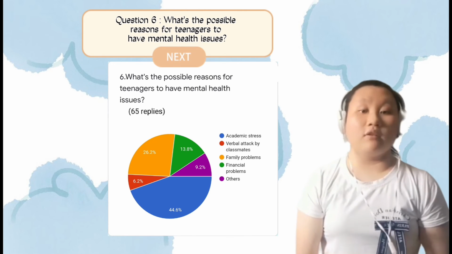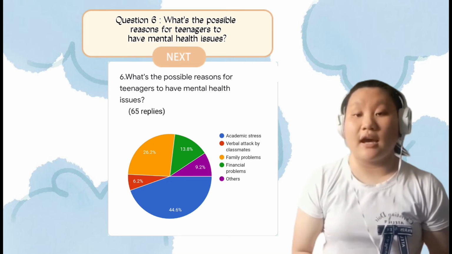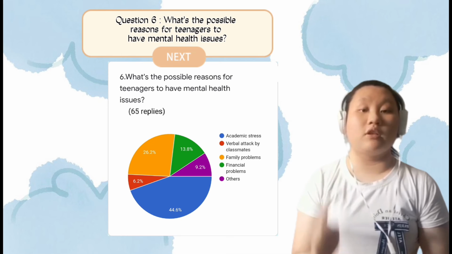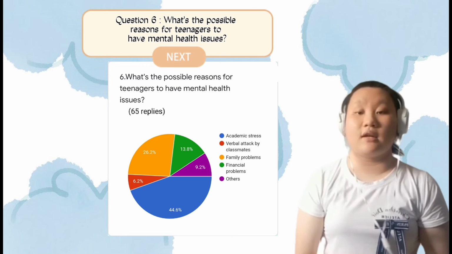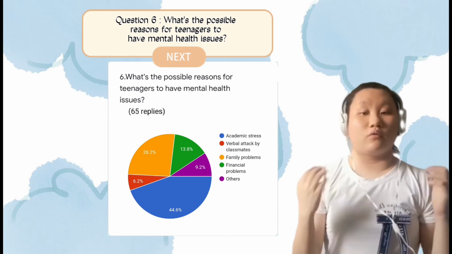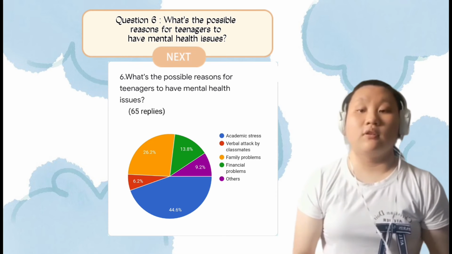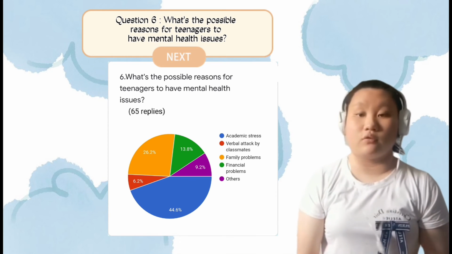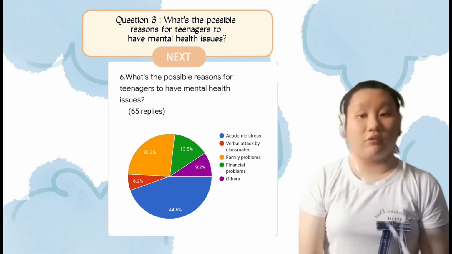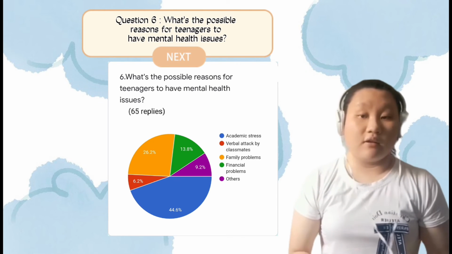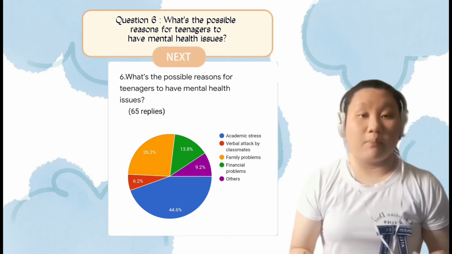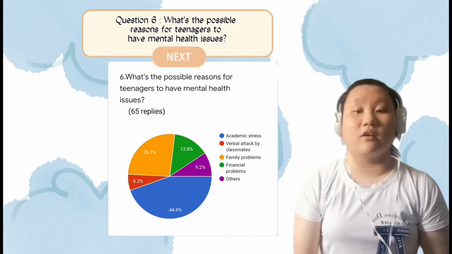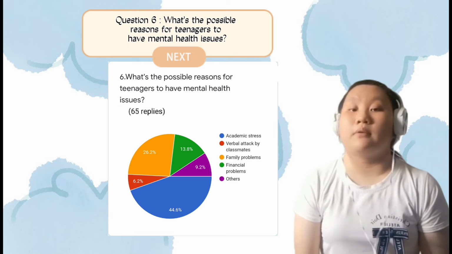Now, I will explain about the pie chart that indicates the possible reason for teenagers to have mental health issues. Based on the chart, almost half of respondents think that academic stress is the most possible reason for teenagers to have mental health issues, and almost a quarter of respondents choose family problem as the most possible reason. So, based on the result, we can know that nowadays teenagers' mental health problems are mostly caused by academic stress, and the second cause is family problems.